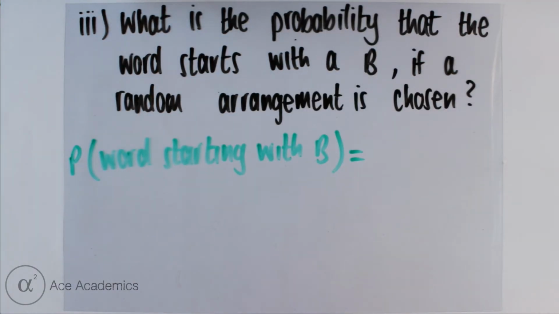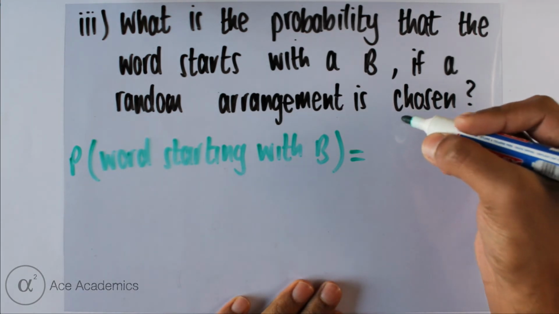Let's look at the next part of the question. What is the probability that the word starts with a B if a random arrangement is chosen? Now, this third part of the question involves both the first and the second part of the question. In order to get the probability of the word starting with the letter B, we need the number of different ways that the word can be arranged if it is to start with a B, and divide that by the total number of ways that the letters in the word can be arranged. So simply, it's the answer in part 2 divided by the answer in part 1.